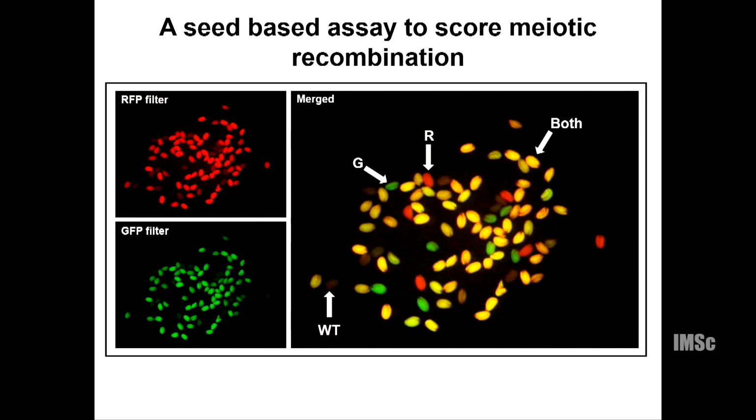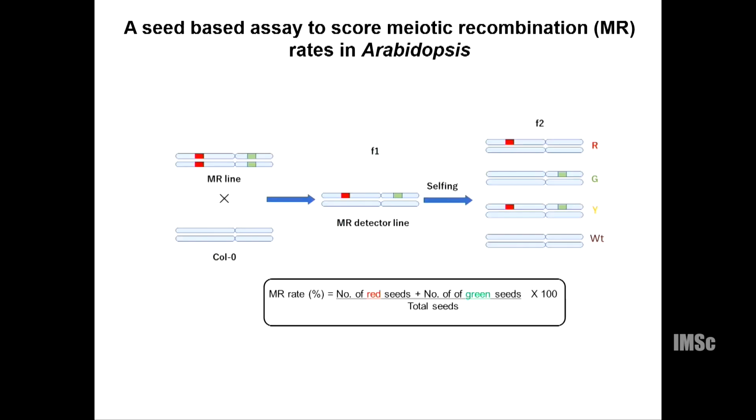But this line is not perfect. It has pitfalls, because if there is a double recombination happening between these two markers, then it's very difficult to visualize. There is no way you can distinguish.